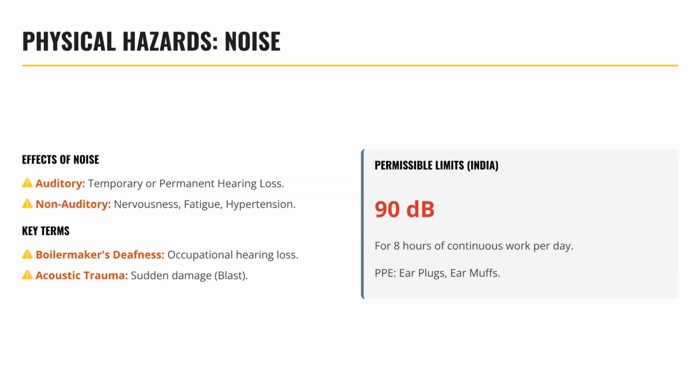Noise hazards can cause both auditory and non-auditory effects. The permissible limit in India is 90 decibels for 8 hours of continuous work. Key terms include boilermakers' deafness and acoustic trauma. Protection includes earplugs and earmuffs.